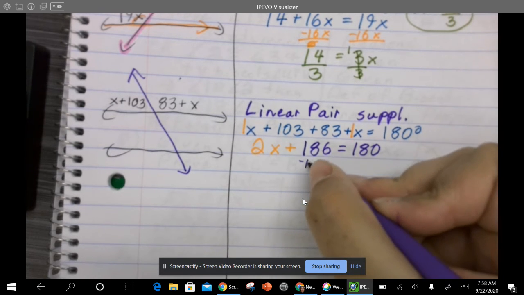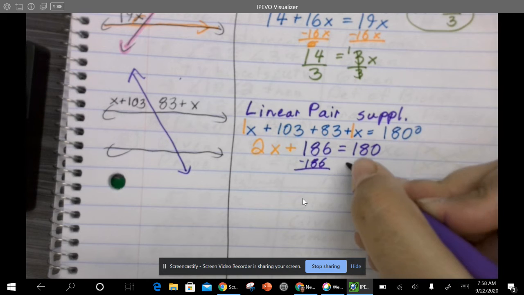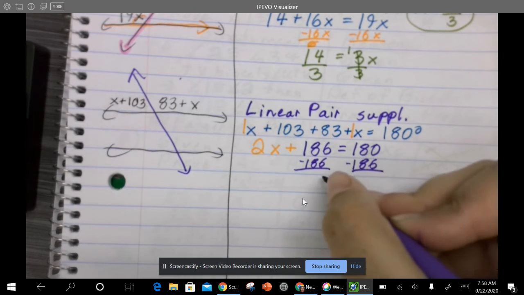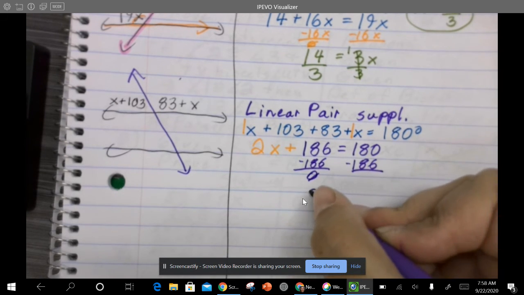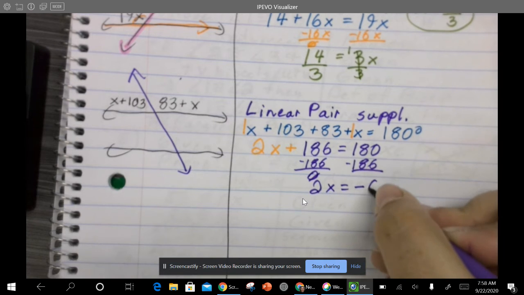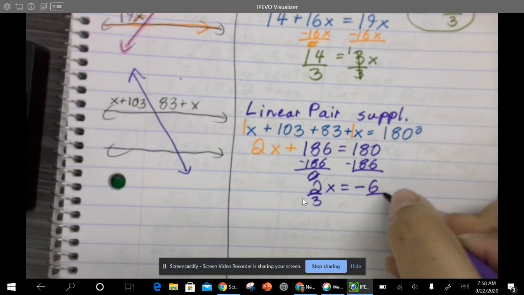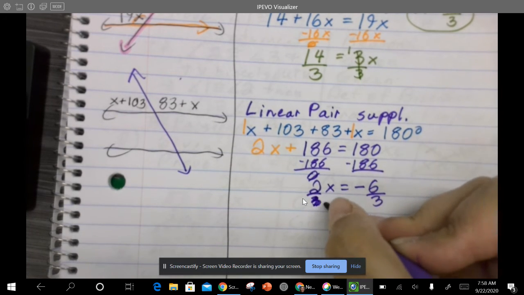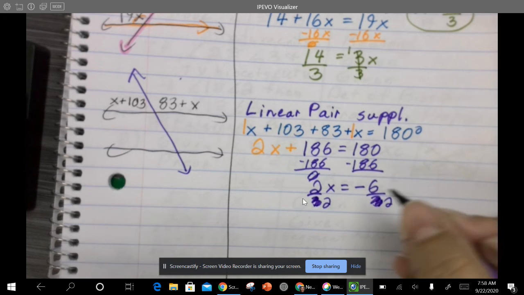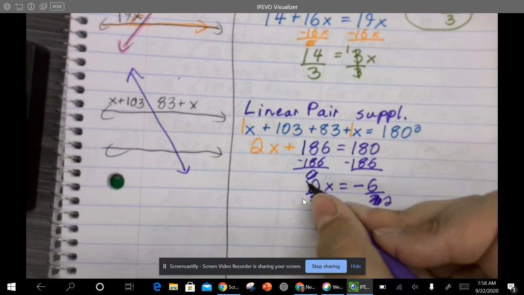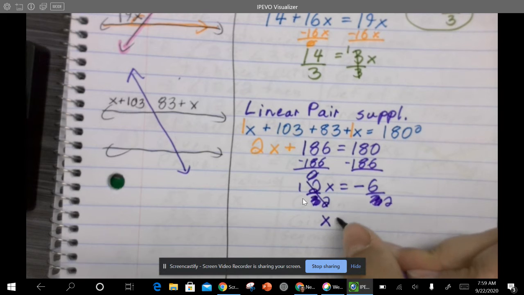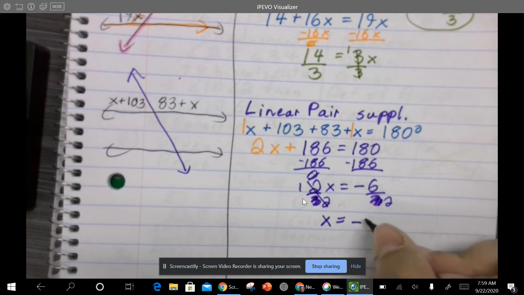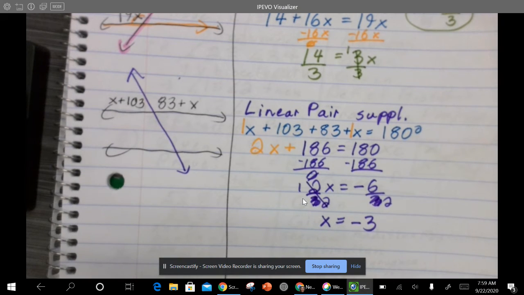We're going to subtract 186 from each side. Remember, what we do to one side, everybody, we've got to do to the other side. So we're going to get 2x is equal to negative 6. Divide each side by 3. Sorry, divide each side by 2. I'm going ahead of myself. 2 divided by 2 is 1. Negative 6 divided by 2 is negative 3. Okay. We are all done.